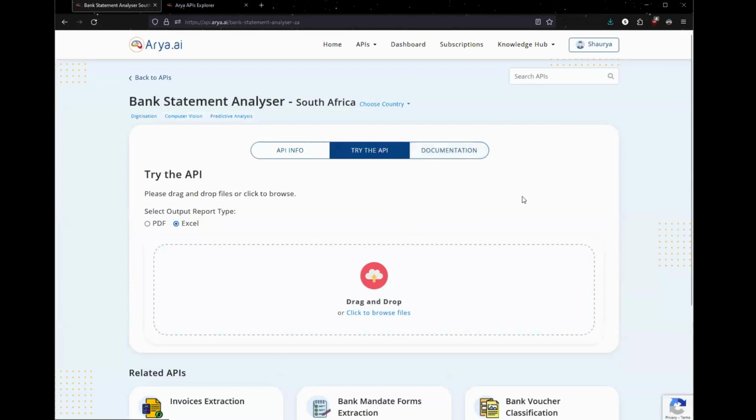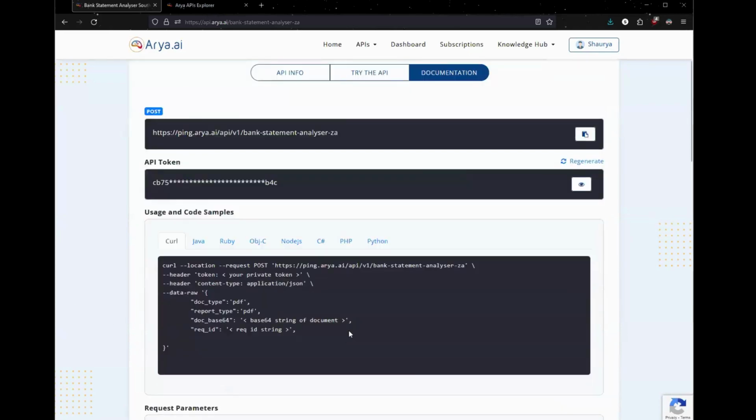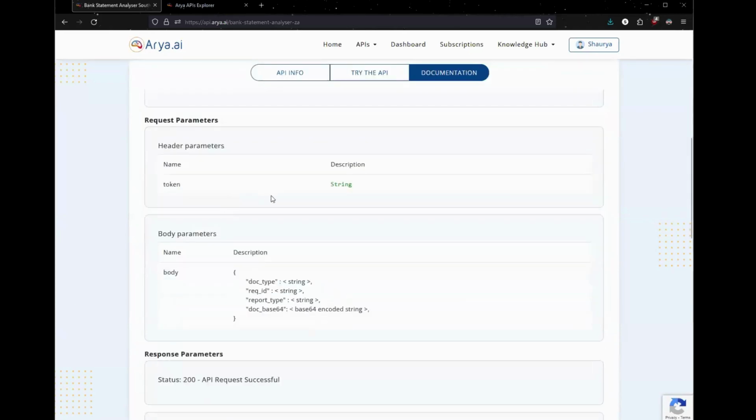So to submit a request via the API, you can go over to the documentation tab here. This will be your API token here. As you can see, you can just view it and copy that API token, right? And here again, if you just scroll down, you get your request parameters. So in the body, add a JSON object with fields for documentation type, request type, report type, and doc base 64.